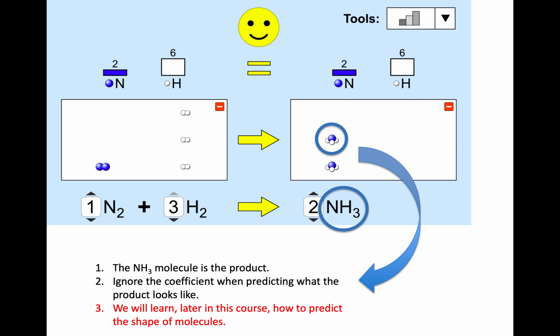Later on within this course, we're going to learn more about how we would predict the shape of the molecule. But at this point, based on that balanced chemical equation, when I see that the product is NH3, I would say that the product will have 1 atom of nitrogen combined with 3 atoms of hydrogen. That's what's making the NH3 molecule.